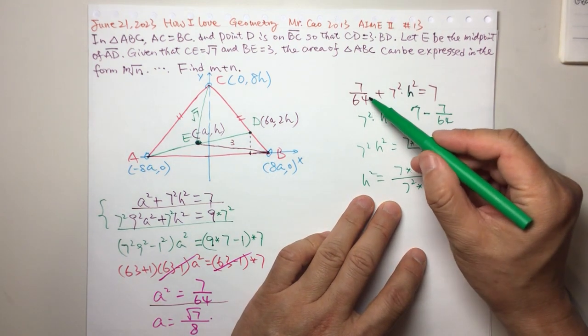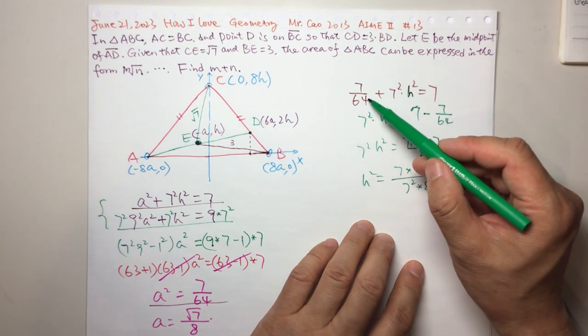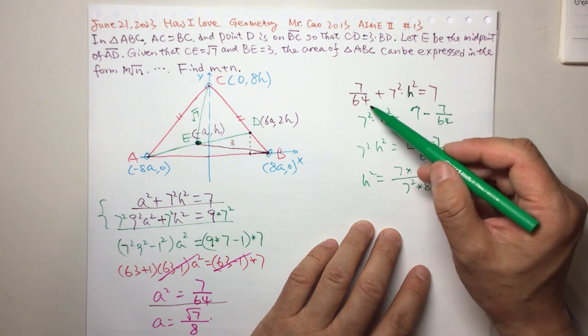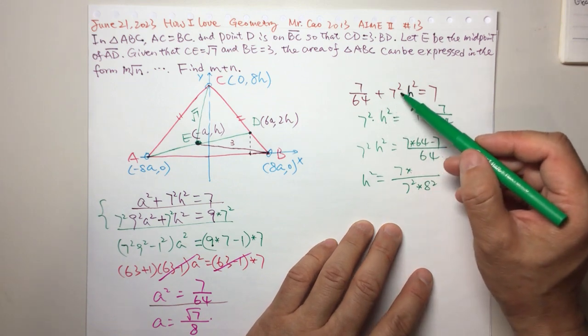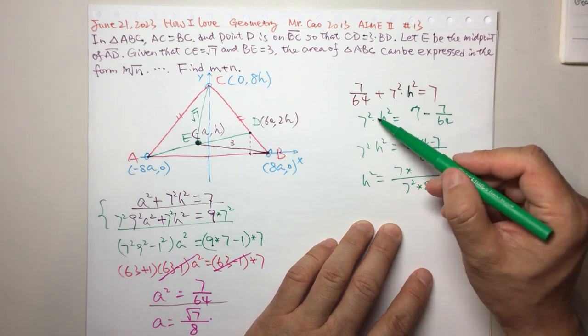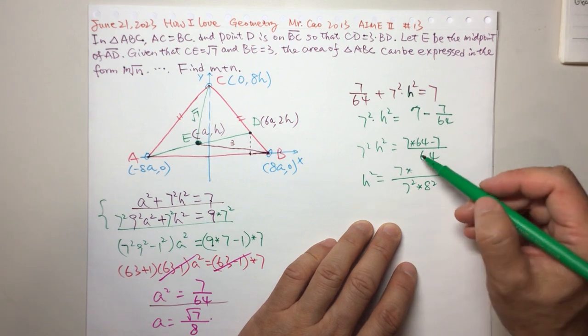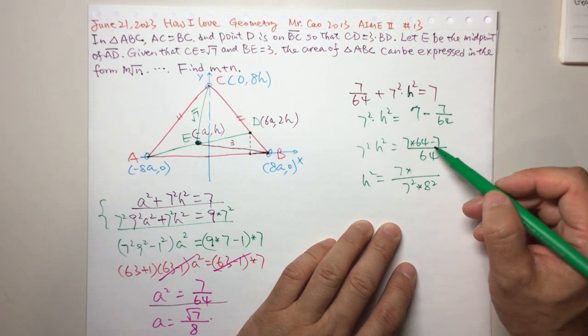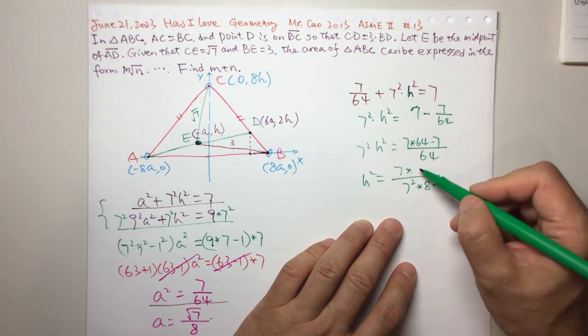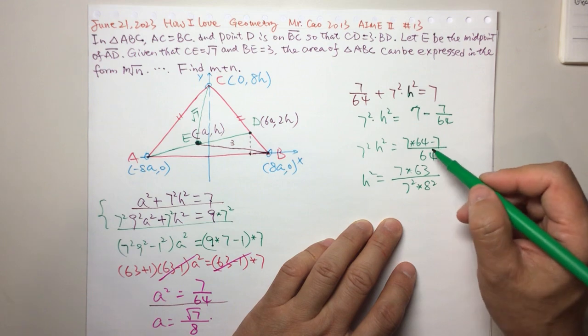Let us check. That's a squared, a squared is 7 over 64, plus 7 squared times h squared equals 7. So 7 squared times h squared equals 7 minus 7 over 64. So 7 times 64 minus 7, then 7 times, yes, 7 times 63, right?